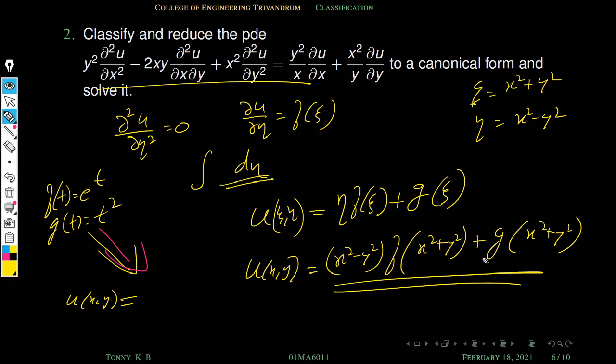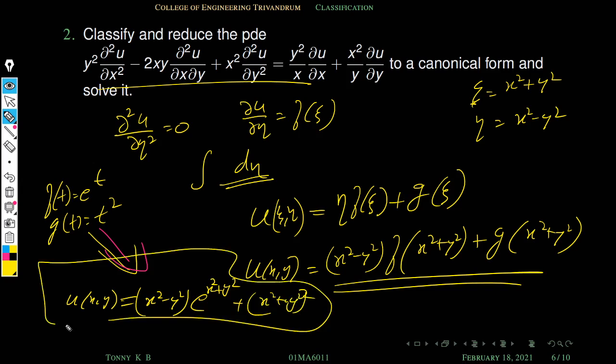Here f and g are arbitrary. In particular, x square minus y square into e raised to t. The final solution should be in terms of x and y. Okay, x square minus y square into e raised to x square plus y square, plus x square plus y square the whole square. Yes, this is the solution. You can easily verify that this is a solution of this PDE.